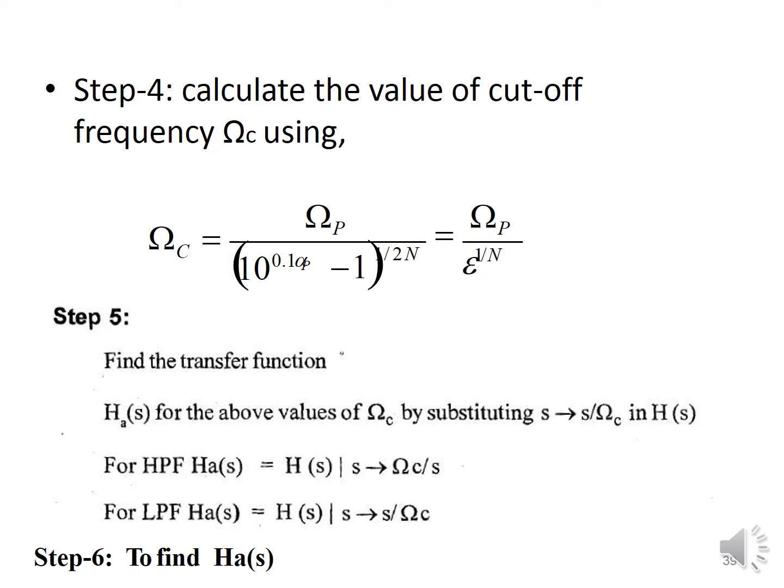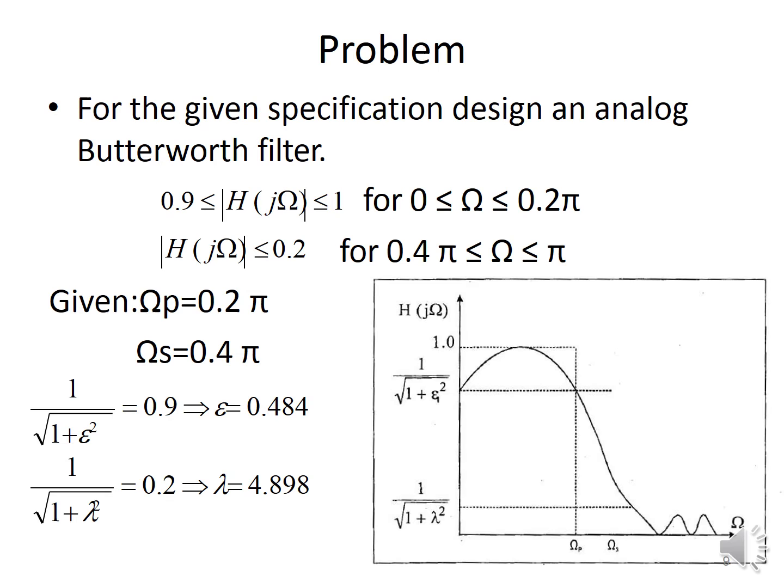After finding the normalized filter transfer function, we calculate the cutoff frequency omega c. Omega c is equal to omega p divided by (10 power 0.1 alpha p minus 1) the whole power 1 by 2N. Then we calculate the original transfer function. For a low pass filter, H of s is obtained by replacing s by s by omega c, and for a high pass filter, s is replaced by omega c by s.